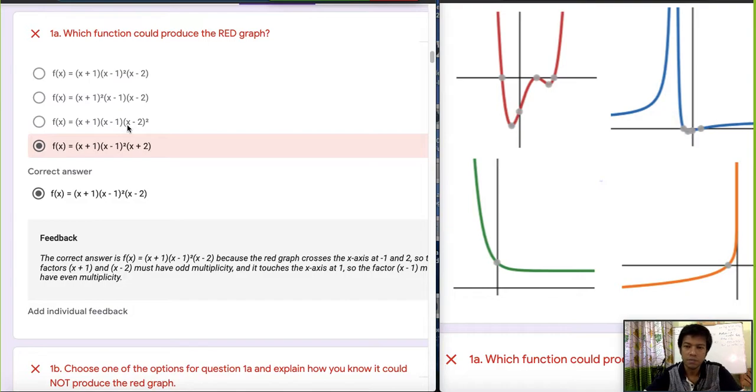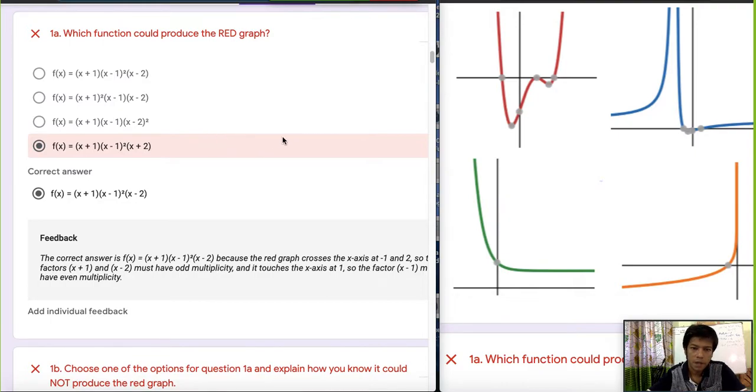Now see this. What is going on here? 1, 1 and 2. This is plus 1, minus 1 and 2. All the options are like this. So it is possible that this one is maybe minus 1, this one maybe plus 1, and this one maybe plus 2. Okay, according to this. Now you can say, sir, how do you know this is not written? That's correct, this is not written, but according to the given options, we can assume it like this. Now, based on that, which one could produce the red graph?